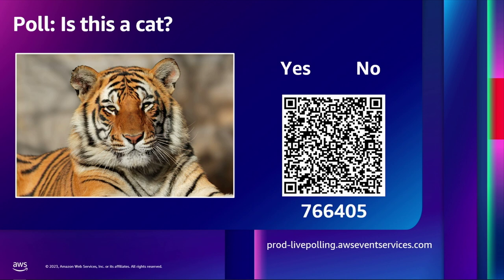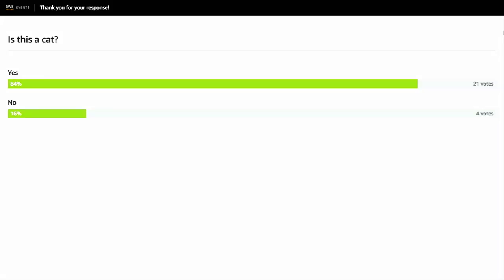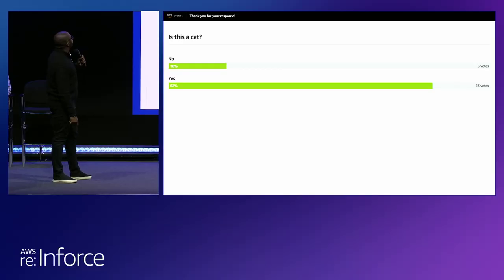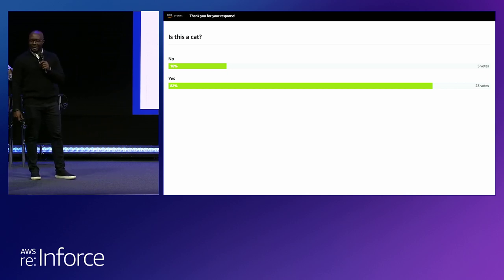Let's see what results say. Interesting. Everyone thinks it's a cat. Interesting. Okay. 82% say it's a cat. 20% say it's not. Okay. That's a good one. Let's go back to your presentation.